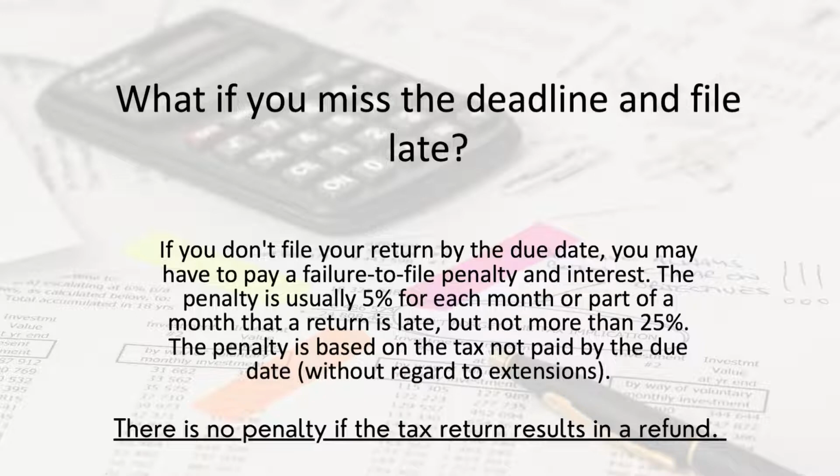So what if you missed the deadline and file late? If you don't file your return by the due date, you may have to pay a failure to file penalty with interest. The penalty is usually 5% for each month or part of a month that a return is late, but not more than 25%. The penalty is based on the tax not paid by the due date, without regard to extensions. So if you file an extension, that does not give you the ability to not pay your taxes by that due date. You still need to pay your taxes.